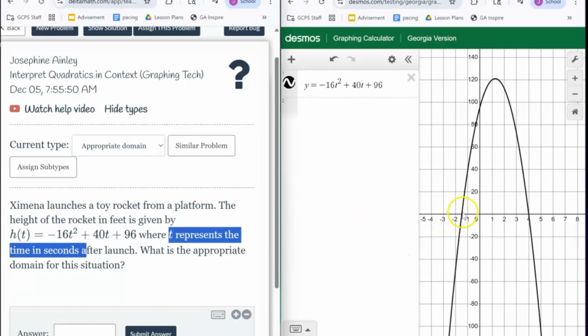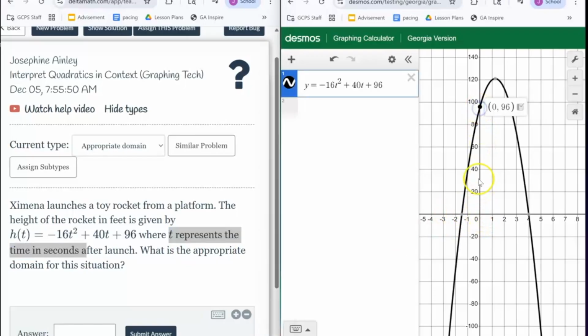So can I have negative time? Absolutely not. So I can start at 0. Can I start at 0? Yes. When I launch the rocket at 0, I guess I'm launching it from like a platform or a building or something like that. I'm at a 96 height. So I'm launching the rocket from here. It's going to go up and it's going to go down and it's going to hit the ground right here. Is it going to go inside the ground? Absolutely not. So I do not pass 4. So my appropriate domain in real life is going to be from 0 to 4.